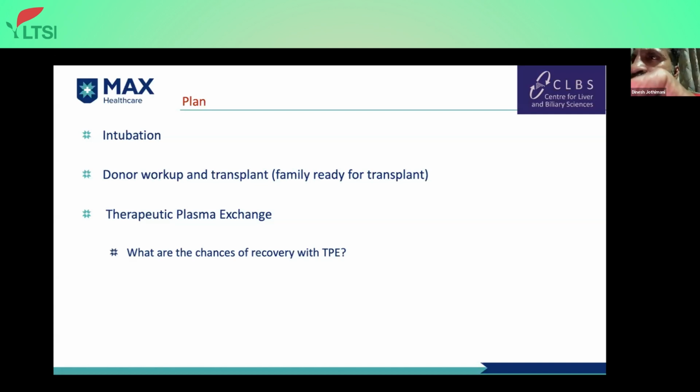CRRT indication in ALF is actually not kidney injury, it is hyperammonemia. If you look at the studies, particularly one published in 2018 from Carlos, ammonia more than 140 or 150 is associated with poor prognosis. It is associated with cerebral edema. It's a risk factor for development of cerebral edema.